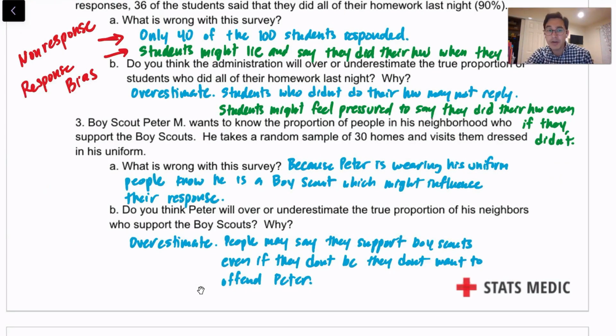Okay, so for our third scenario, we're looking at Boy Scout Peter M., and he wants to know the proportion of people in his neighborhood who support the Boy Scouts. He takes a random sample of 30 homes and visits them dressed in his uniform.